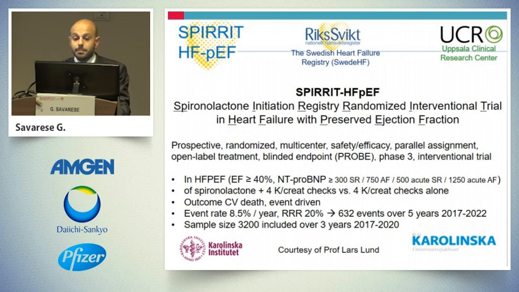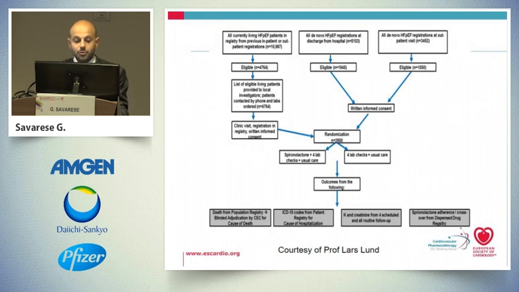So a few words about this. This is a new type of study. It's a registry-based randomized clinical trial. This is just an example. We are running in Sweden this trial called SPIRIT-HFpEF in order to assess the efficacy of spironolactone in patients with heart failure and preserved ejection fraction. I don't want to show you the inclusion and exclusion criteria, but just how the study is planned.